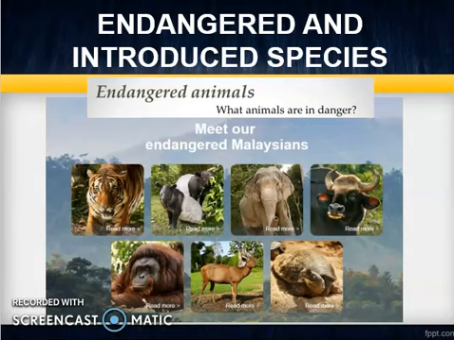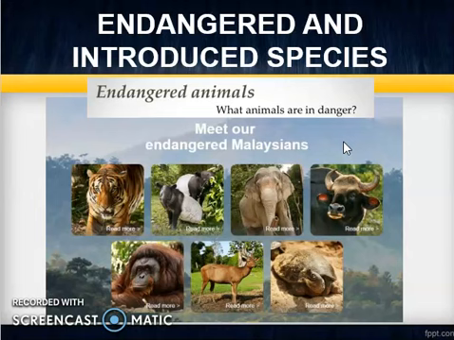Okay, students, let's continue the discussion of our environmental issues that happened in this world. Now we want to discuss the fifth environmental issue, which is entitled endangered and introduced species. The first topic for this lecture is endangered animal. So what do we mean by endangered animal here?